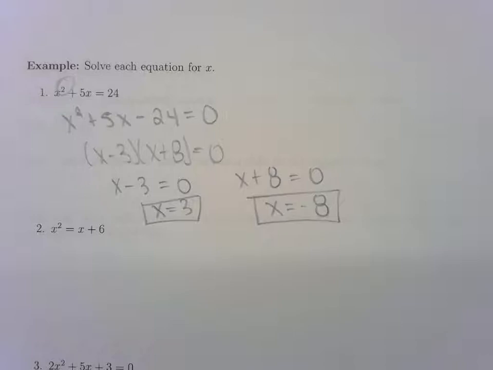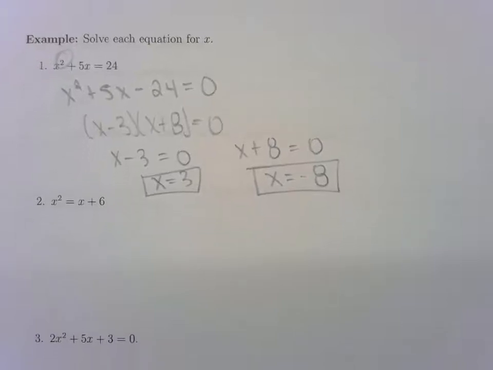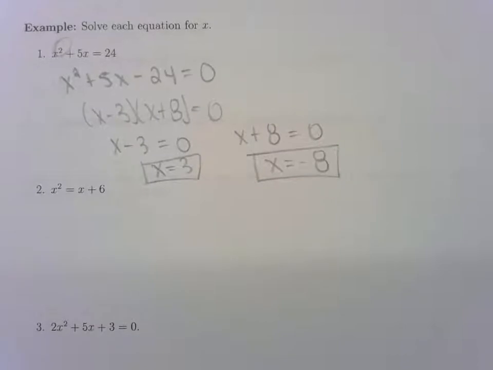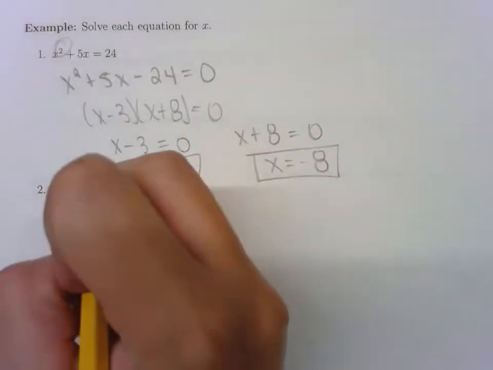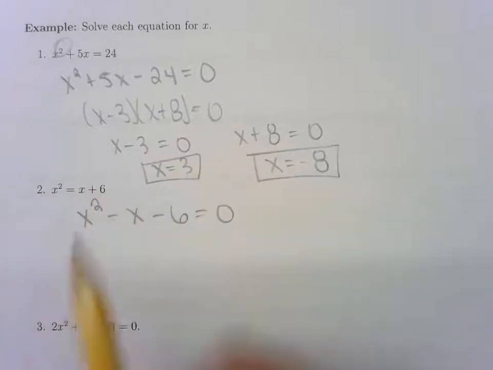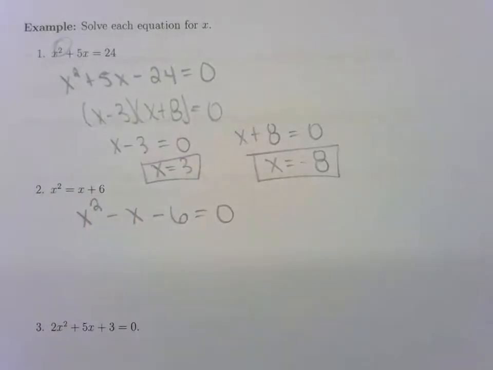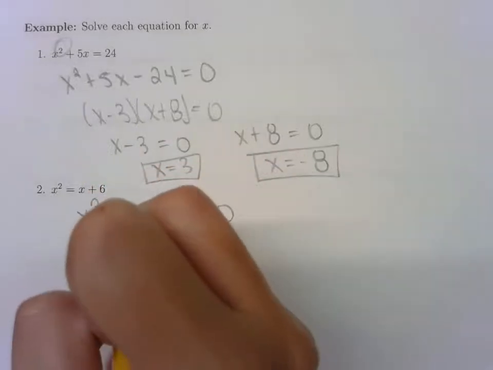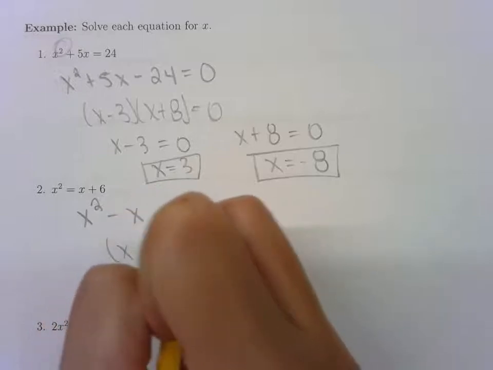Number 2, we have x squared equals x plus 6. First thing we have to do is get one side equal to 0, so I'm going to subtract x and 6. You could have brought the negative x squared over, but that makes it a little more complicated because then you'd have a negative on this side. We're looking for two numbers that multiply to negative 6 and add to negative 1. That would be negative 3 and 2.